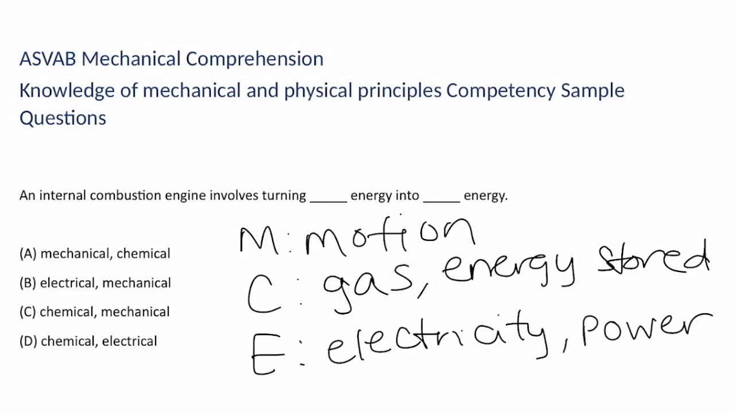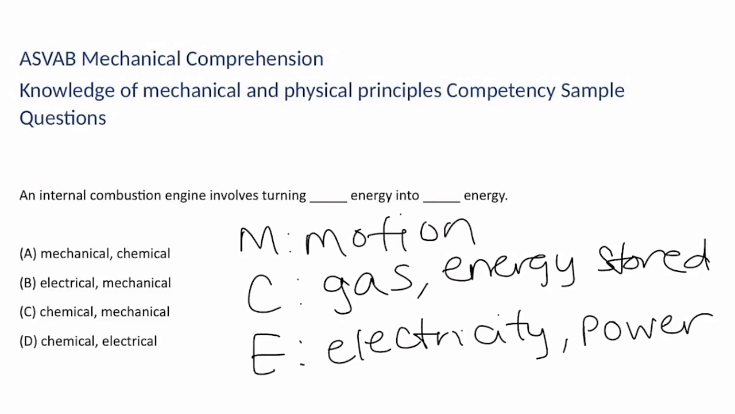So now let's think about what happens inside an internal combustion engine. When gasoline mixes with air and is ignited by a spark plug, the fuel burns. This combustion releases the chemical energy stored in the fuel as heating and expanding gases. Those expanding gases push the pistons downward, causing the crankshaft to rotate. The rotational motion is mechanical energy, which is used to move the vehicle.